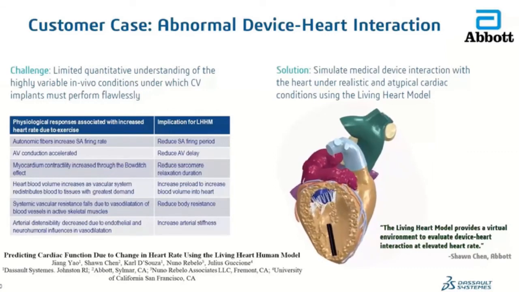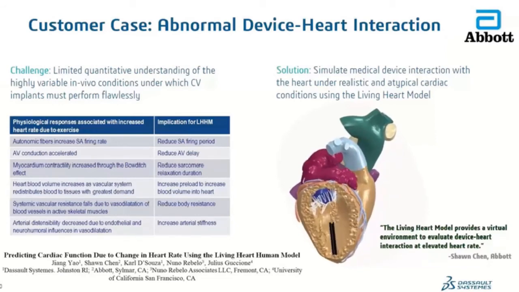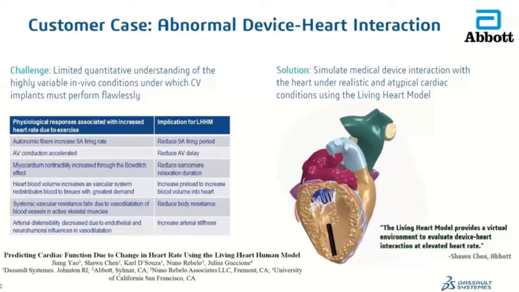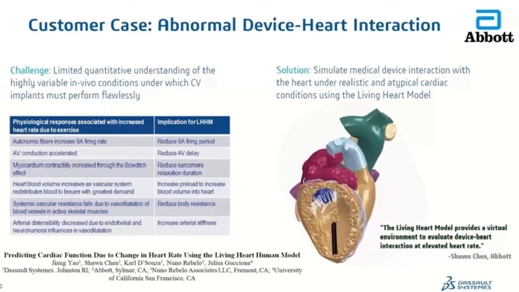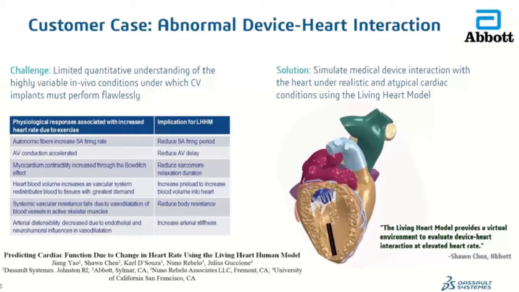The Living Heart model provides an ideal framework to conduct such abnormal excursions in heart behavior and to study abnormal heart-device interactions, and can easily be extended to capture the variability in either anatomy or physiology that would be expected in a real-world clinical trial, but obviously much faster and at a fraction of the cost.